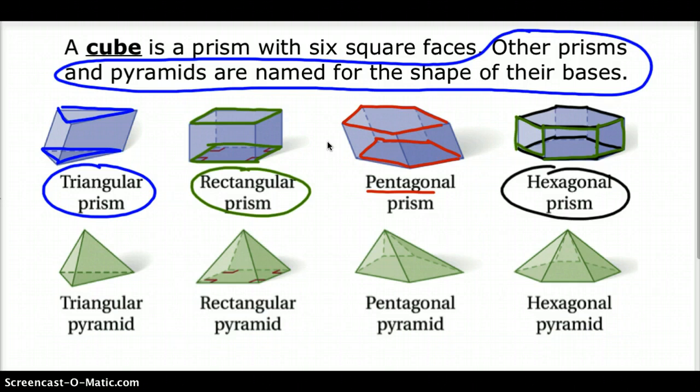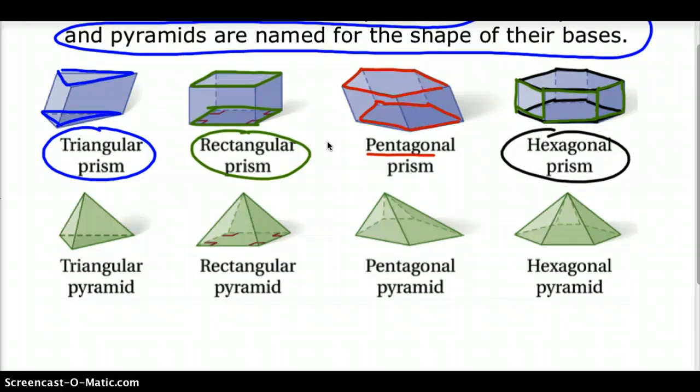Now looking at some pyramids. Same thing, we're going to look at the base, and that's going to help us name it. For the triangular pyramid, the base is a triangle, and we have all of these triangular faces that meet at this point. So it's a triangular pyramid. A rectangular pyramid: its base is a rectangle, and it's got these triangular faces that meet up at this common vertex. So that is going to be a rectangular pyramid.